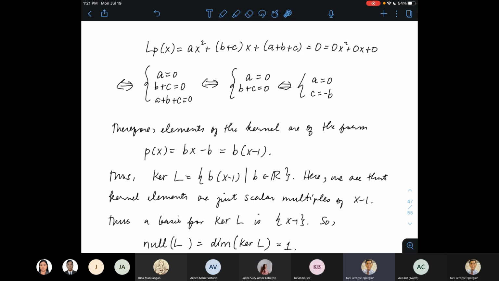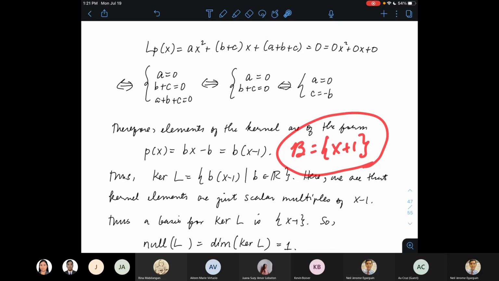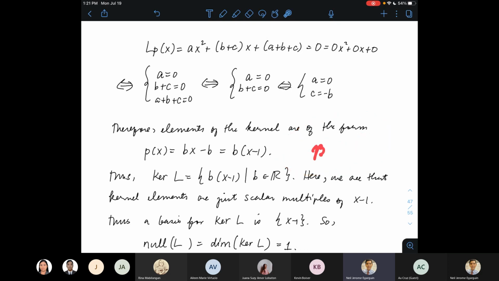Okay, and thus a basis for the kernel would be x minus 1. Kasi lahat ng element ni kernel ay scalar multiple lamang ni x minus 1. So therefore, the set containing x minus 1 is a basis for the kernel. Okay, again, that is because kahit anong element ng kernel ay scalar multiple lamang ni x minus 1.